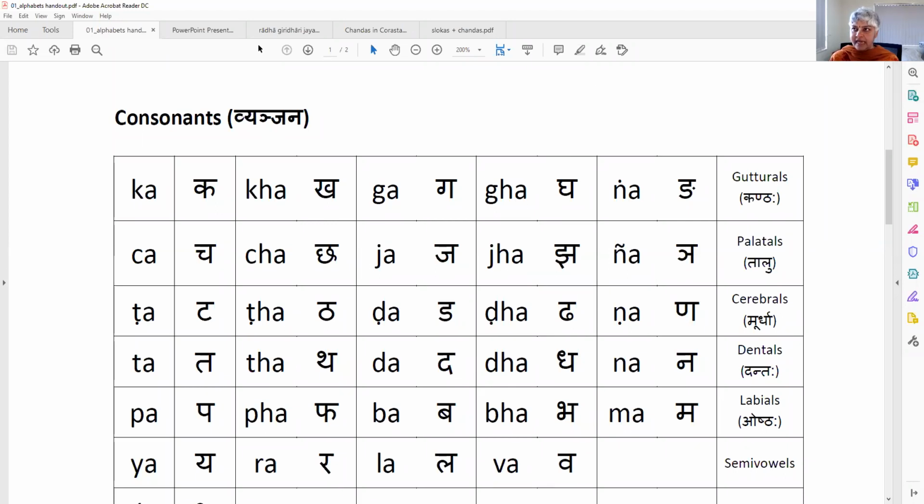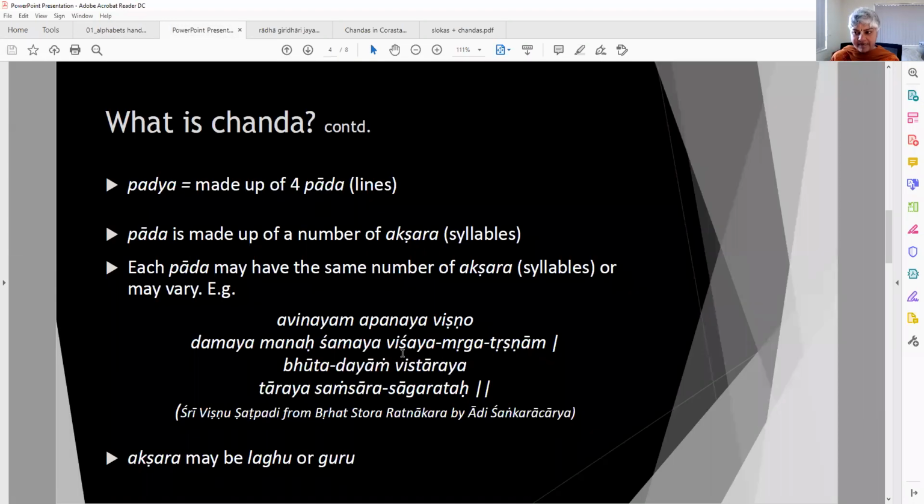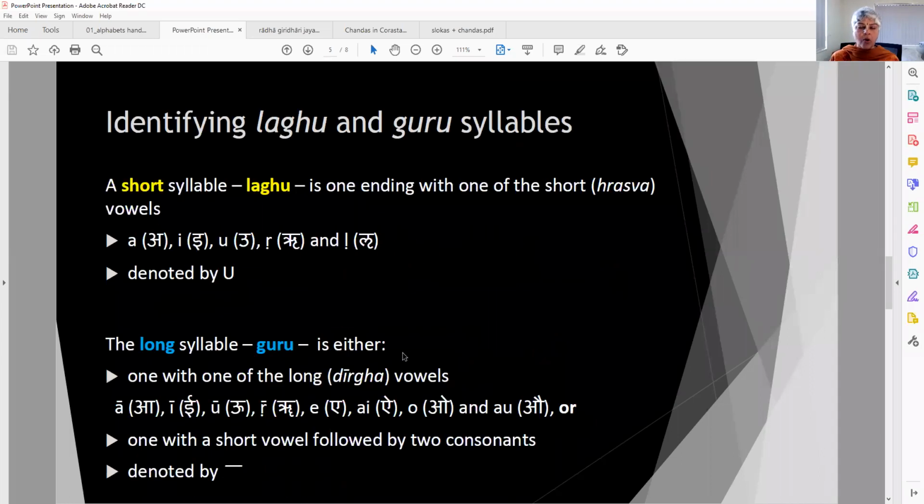Then after that, we looked at how to identify whether an akshara, a syllable, is laghu or guru. Laghu meaning short and guru meaning long. So we said a, i, u, ru are the short ones. Yes, there is lru as well, but that's hardly ever used. And the long ones are a, i, u, ru, e, ai, o, au. And also, when a short vowel is followed by 2 consonants, the short vowel becomes a long one.